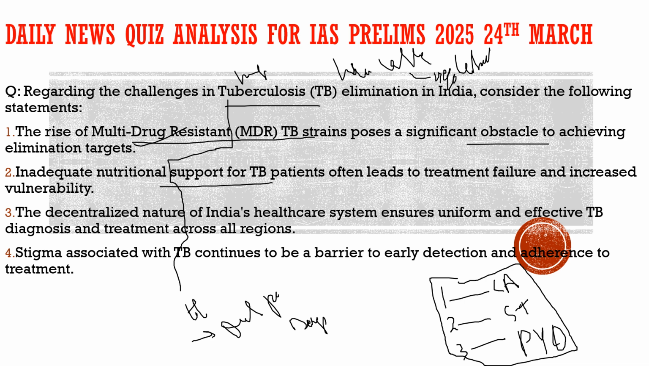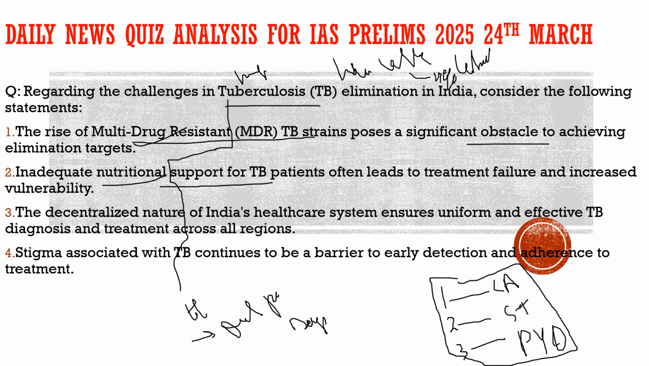100% correct. This is also true. That's why the government is stepping in with various nutrition schemes like Nikshay Poshan Yojana, where they are willing to provide nutrition to the patients who are infected by tuberculosis, and who need nutrition to cope with and get away from this disease. So the second statement is also true.